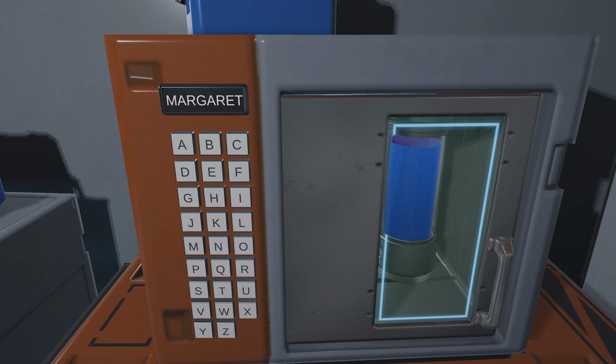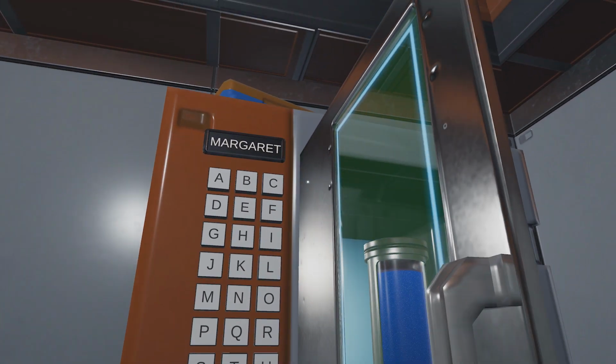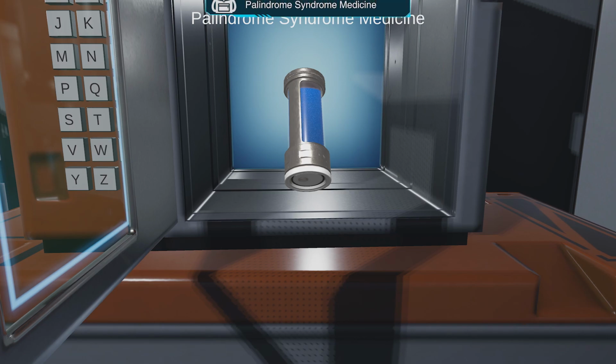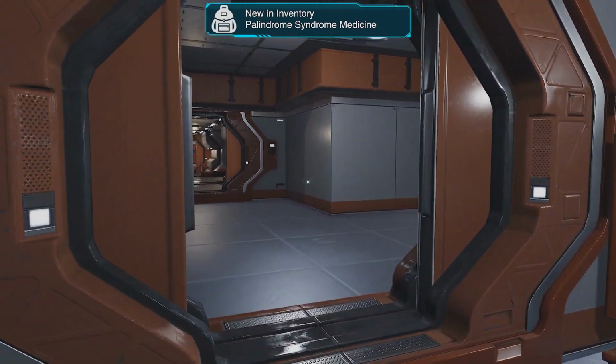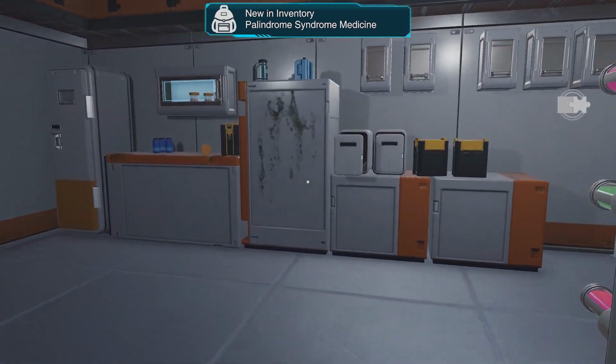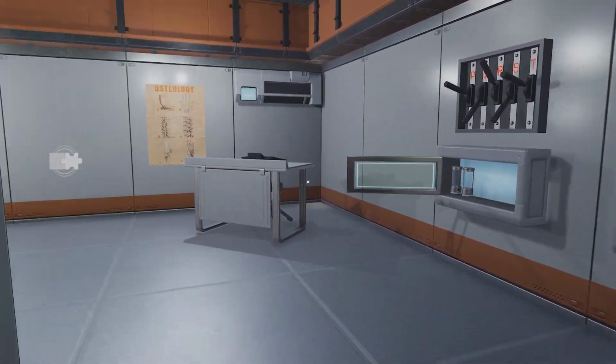Margaret. Didn't even have to solve that entire puzzle. Okay, but here's the thing. If the palindrome syndrome medicine didn't work, why are we about to go and do it?